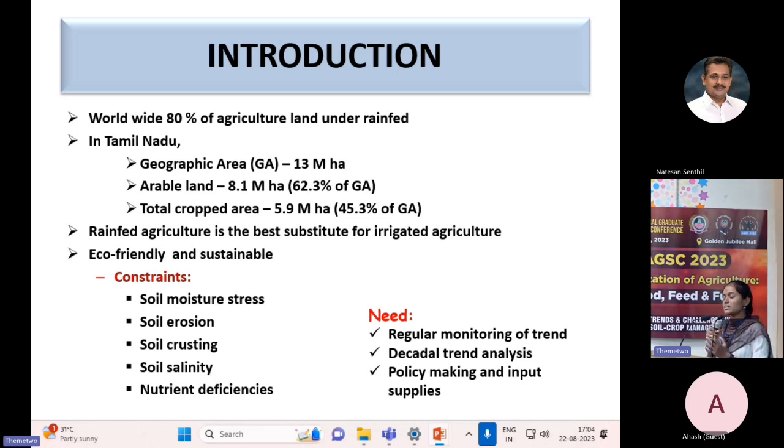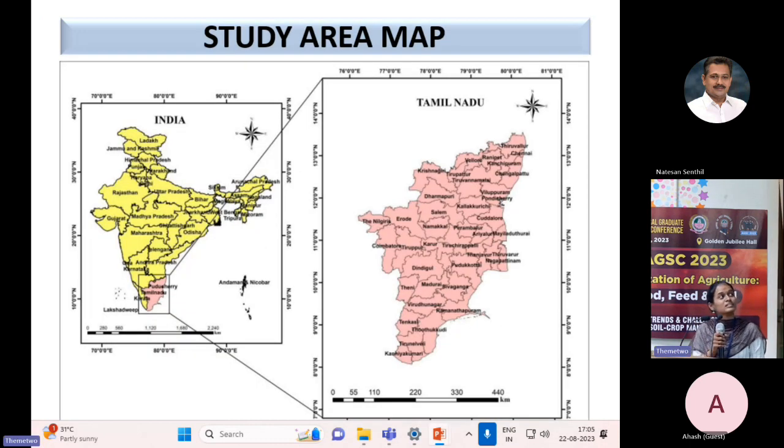Even when we concentrate on the rain-fed area, there is trouble increasing the production horizontally. Hence, we need to increase the production vertically by using diversification techniques. Next. So this is the study area map of my study. We considered the whole of Tamil Nadu. Next.